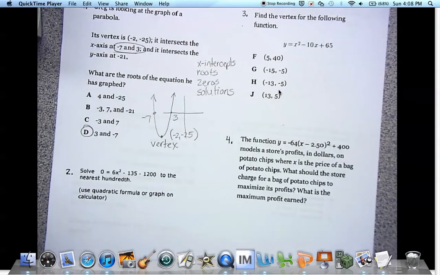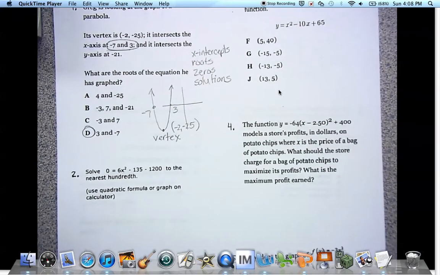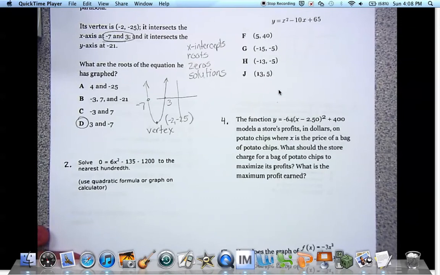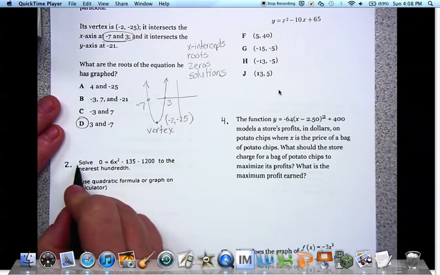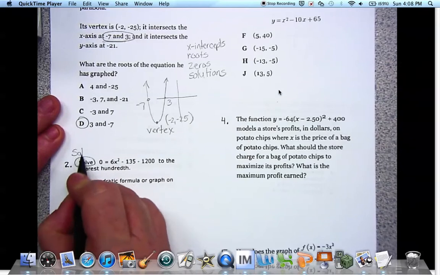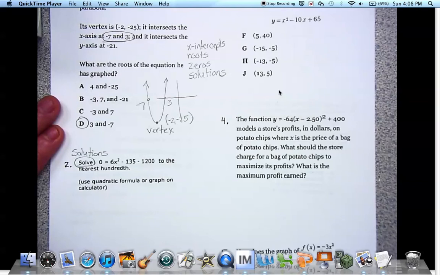Okay, number 2: solve 0 = 6x² - 135x - 1200 to the nearest hundredth. Use the quadratic formula or graph on the calculator. I'm going to do this using the quadratic formula. If you want to do it on the calculator, that's fine, but you have to be able to see it on your calculator, so you're going to have to change your window and find it. When it says solve, we're talking about solutions, or where it crosses the x-axis, if it does. Now it may not, we'll have to see.